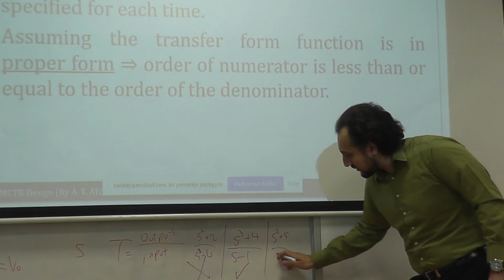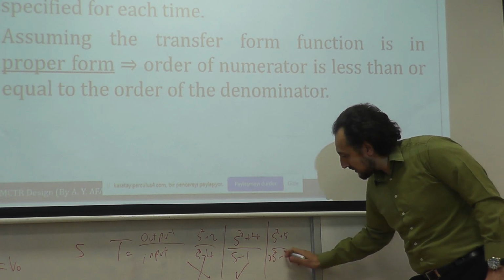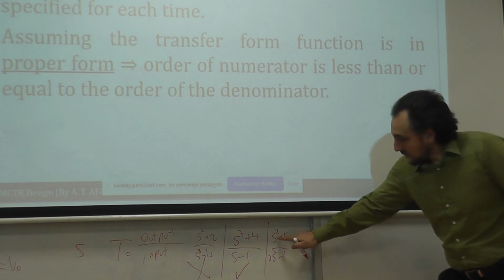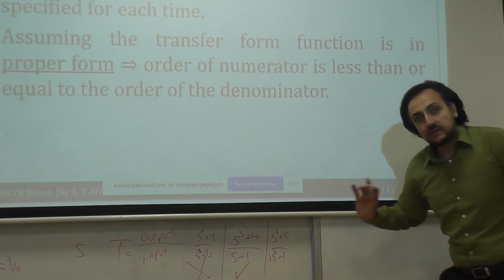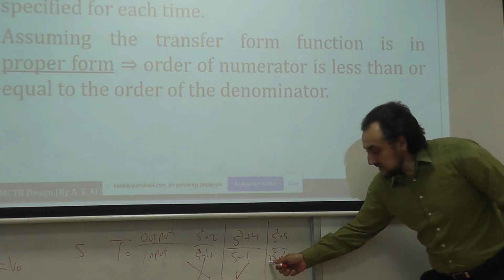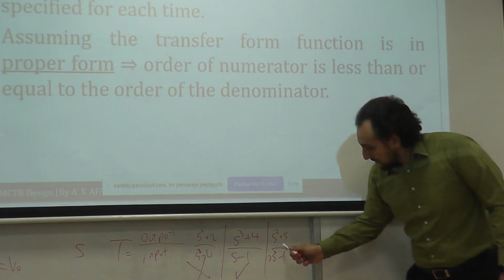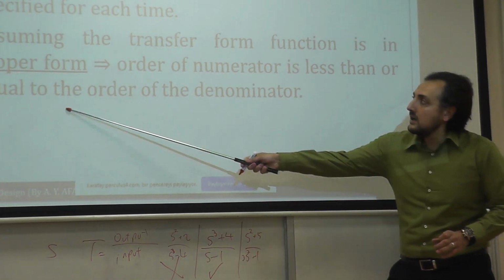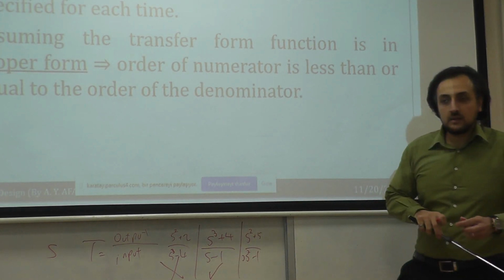Plus 5 over s squared minus 1. Is it acceptable? Look, order is 2 and order is 2, so it's acceptable. Don't look here, this is another thing. This is monic form, I mean previously I taught you. So the highest order of the numerator should be equal or less than the denominator.